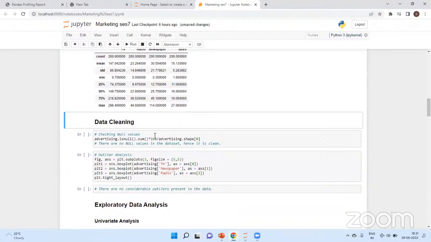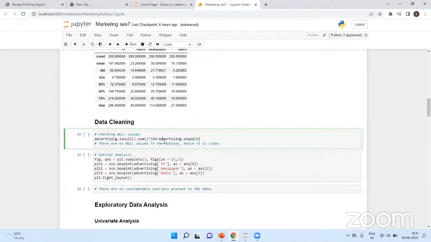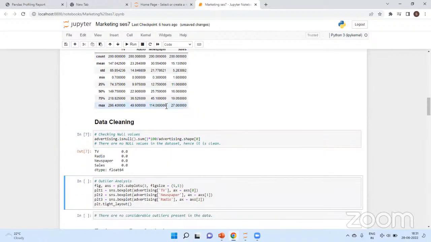Next, auto EDA is done. Now we are going with first: do we have any null values or not? So TV, radio, newspaper, and sales. So no NA values. We have already seen no NA values. That's why auto EDA will give the idea of our data set.